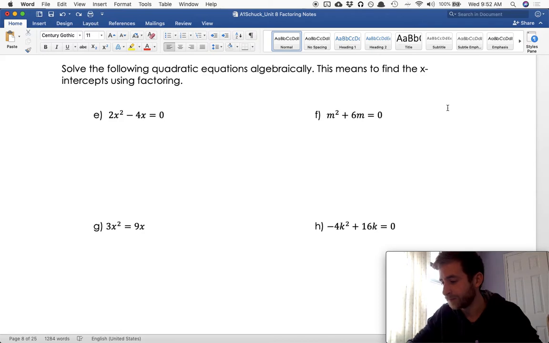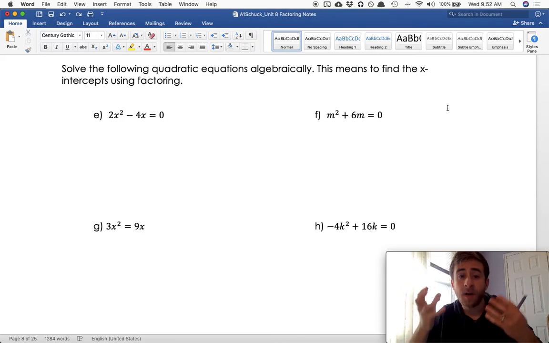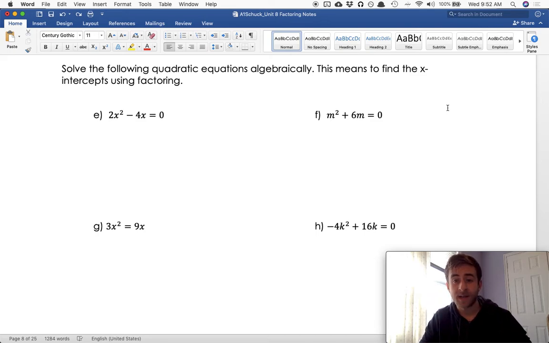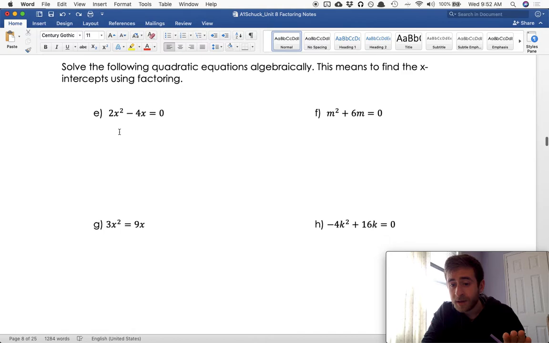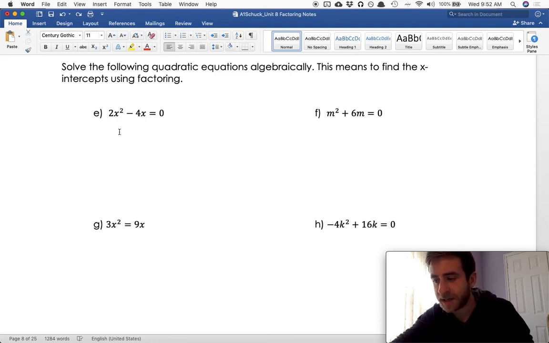Let's get to it. Okay, this next part says solve the quadratic equations algebraically, and this means to find the x-intercepts, and you're going to use the factoring we just learned to do it. Let's start by factoring and remembering back to lesson 8.1, which was now like a week ago or even longer. I'm going to write each of these out.